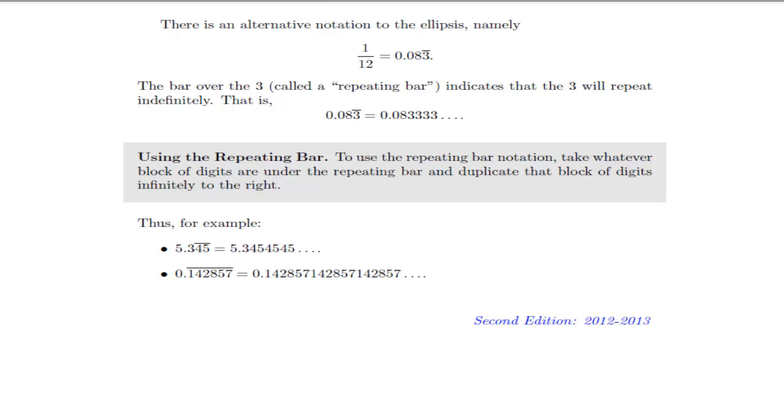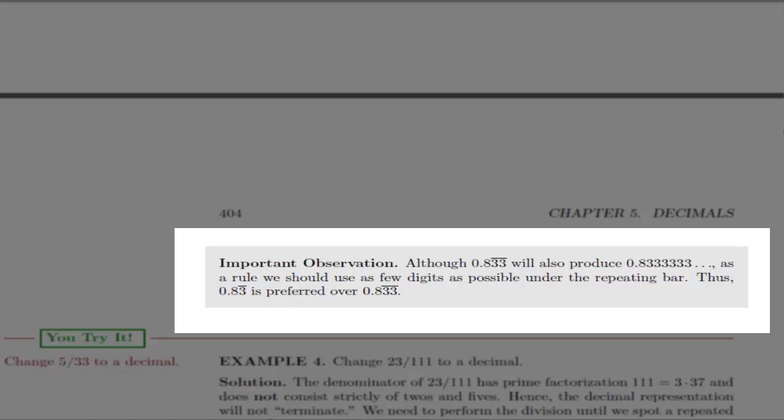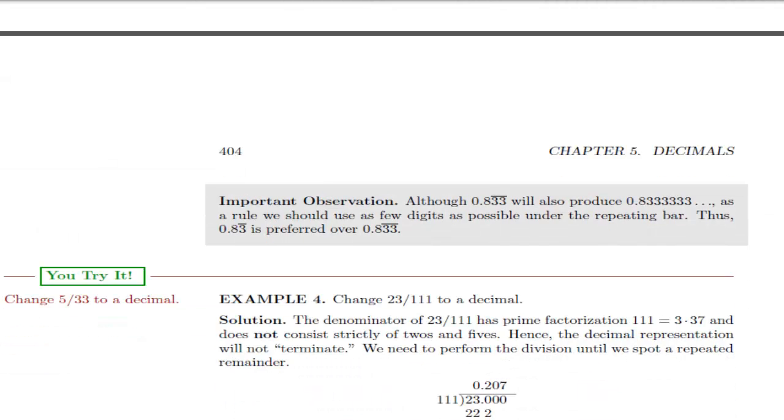5.3454545, etc. Important observation. Although 0.833 with the repeating bar over 33 will also produce 0.8333, etc., as a rule, we should use as few digits as possible under the repeating bar. Thus, 0.83 with the bar over the 3 is preferred over 0.833 with the bar over 33.